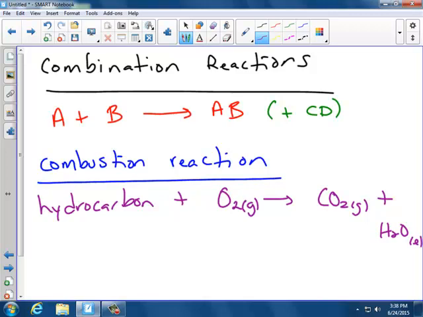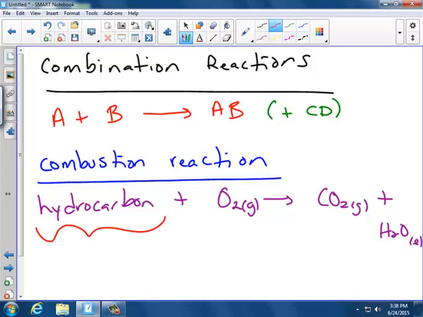Now the water, depending on the situation, could be in the gas form or the liquid form. In your body, it's going to be in the liquid form. In your engine, it's probably more likely going to be in the gas form. It may condense to form a liquid. It just depends on the temperature of the reaction. But what the heck is a hydrocarbon?